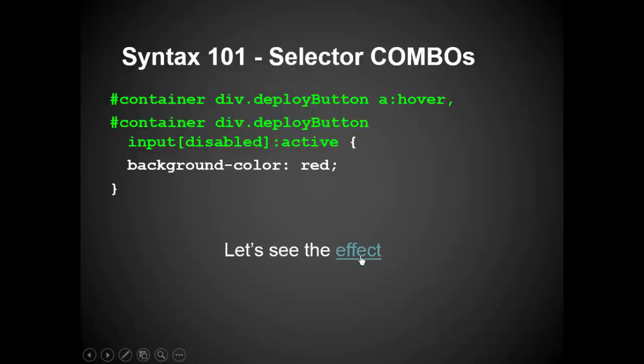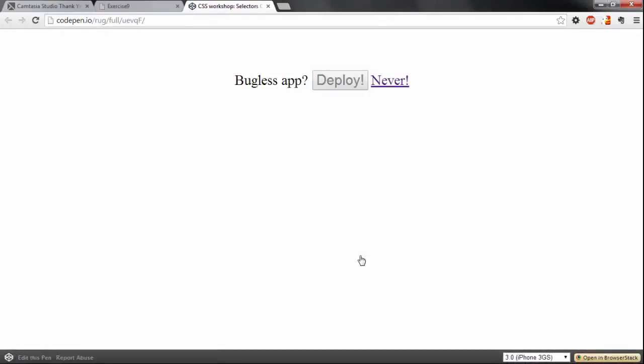So let's actually see the effect. We have a link on hover. The first part becomes red. What about the input? On click, it becomes red. So this is exactly what that rule is doing.